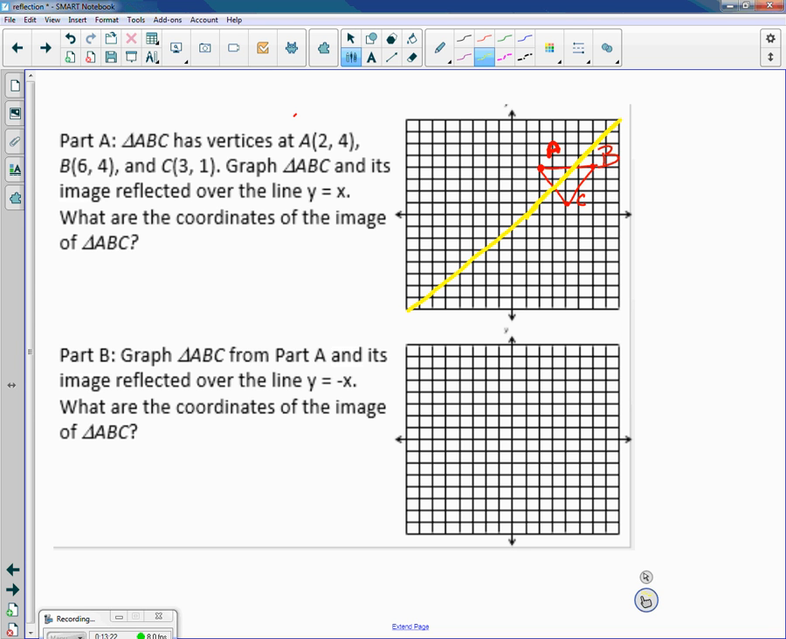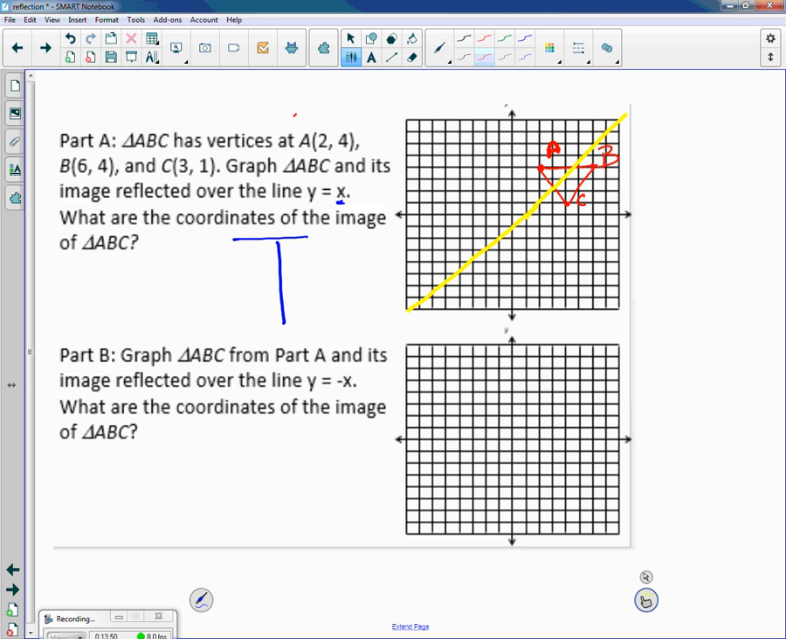So if I fold on that line, where does everything go? Well, let's look at this. If I plug in my x value, it becomes my y, and vice versa. So if I fold on this line, they're just the opposite.